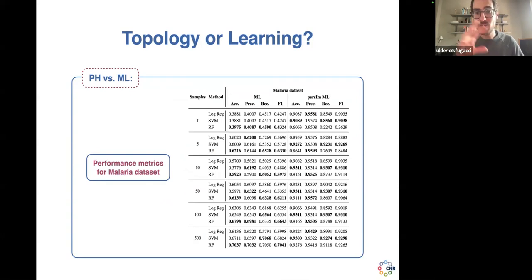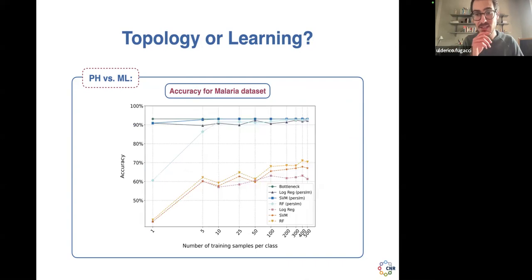For the malaria dataset, we have a similar scenario, but in this case the pure machine learning methods struggle a lot in achieving good results. When persistence is integrated in this method, and so when persistent images are considered, again more than 90% accuracy is reached with a limited number of samples, while in the end, when we consider 1,000 samples, machine learning methods struggle to reach 70% accuracy.